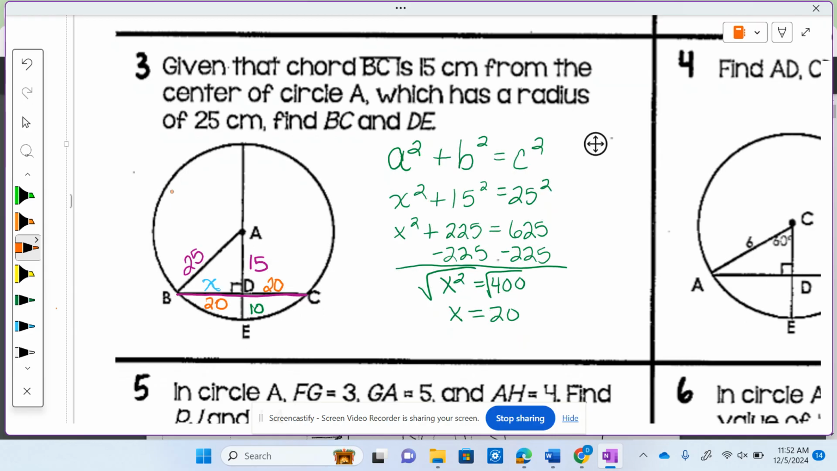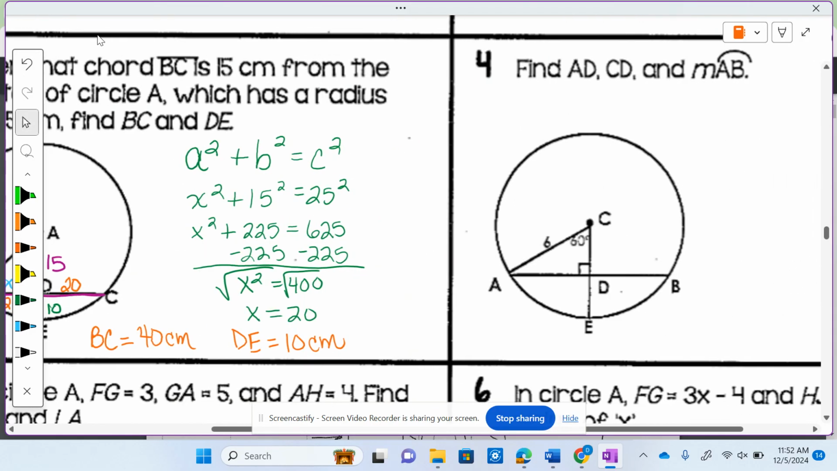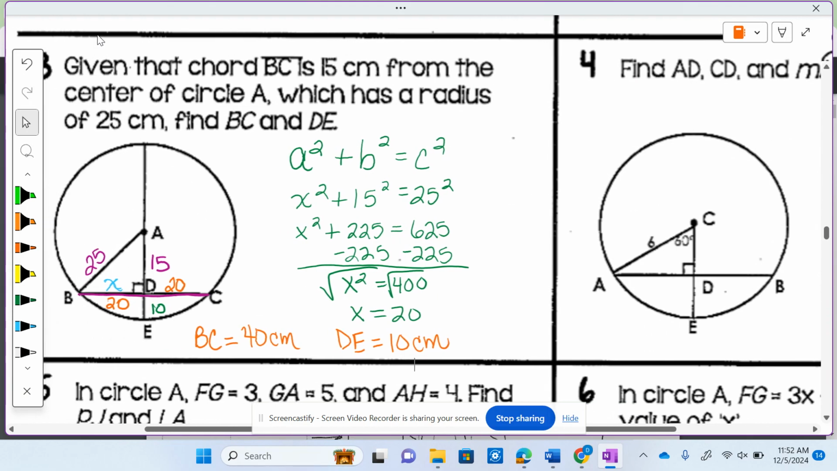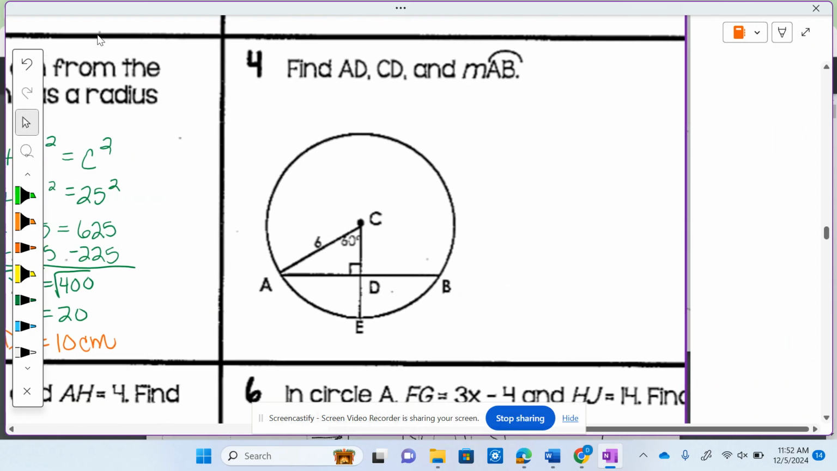So let's write that down. So BC equals 40 centimeters. And Reese told us that DE equals 10 centimeters just by doing some subtraction. Perfect. Do we feel okay with that? Okay. We ready for the next one?